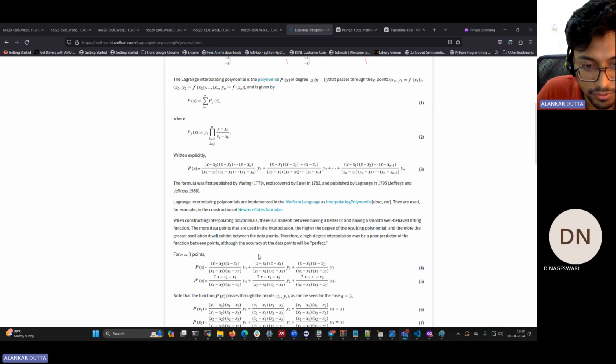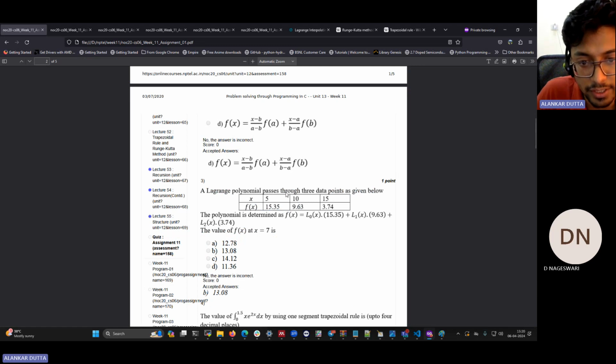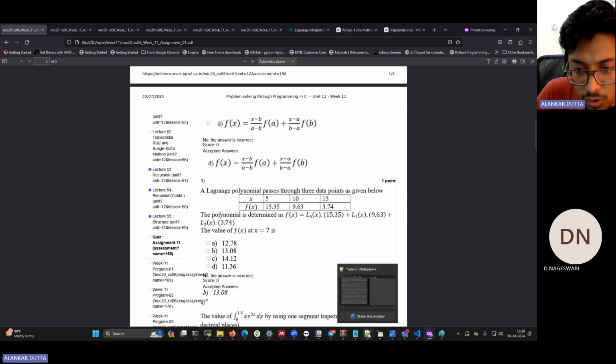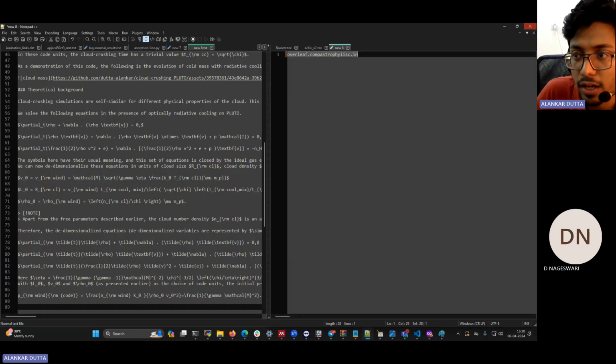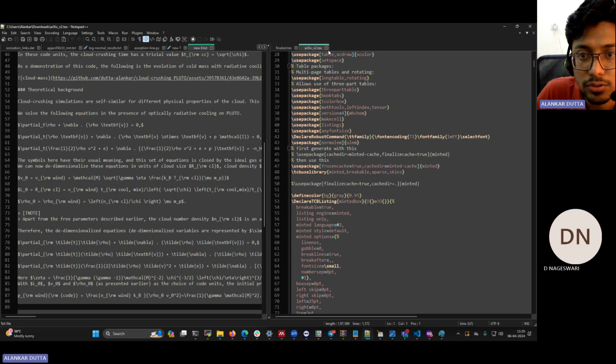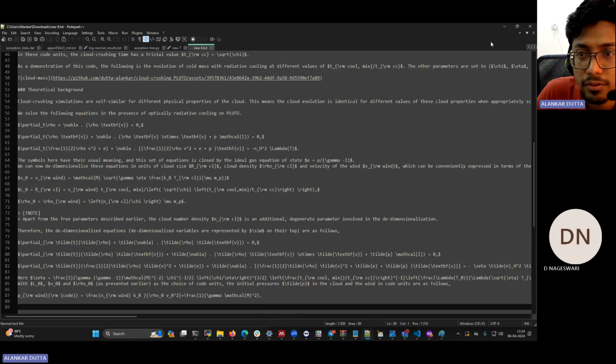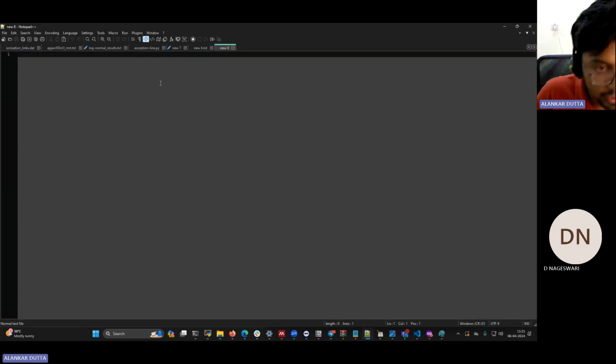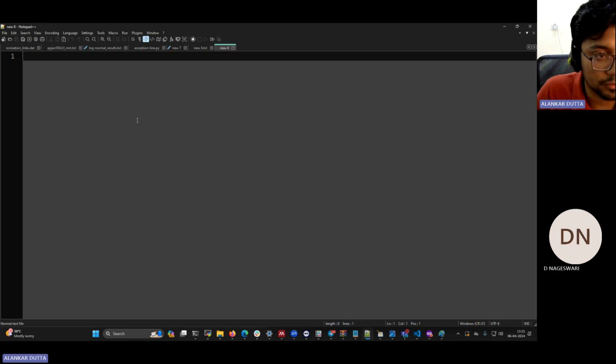So let's now quickly move on to the question and try to solve it. Here you see that there are 3 points defined, and the Lagrange polynomial is basically defined. Let me also open up a notepad where I can type things, and hopefully the size of the text is pretty much visible.